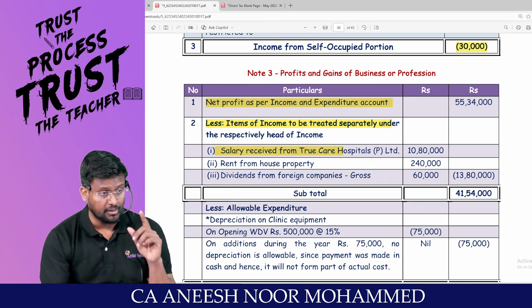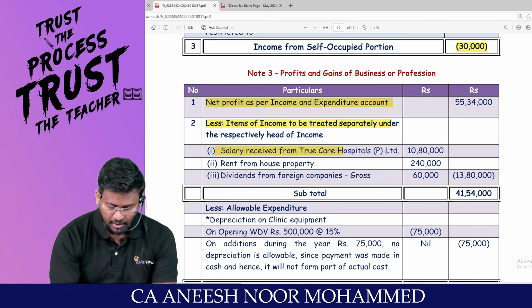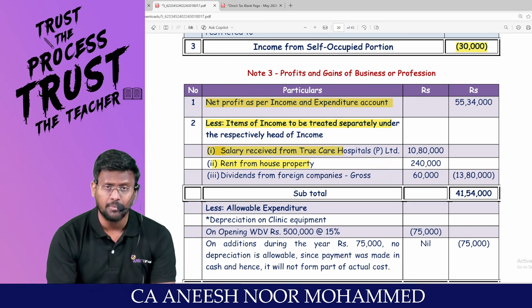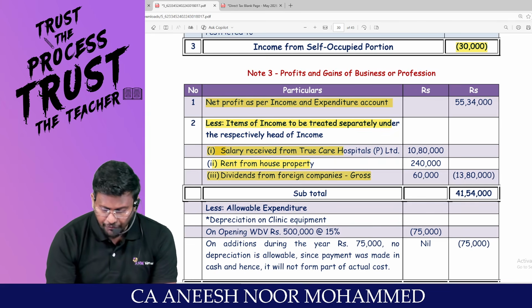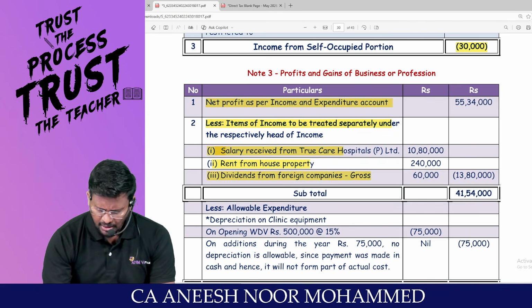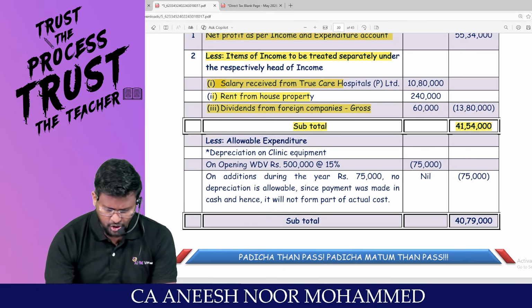Salary received, that income should be taxable under salary. Rent received from house property should be taxable under IFHP. Dividend from foreign company should be taxable under IFOS. That means the subtotal comes to this much.